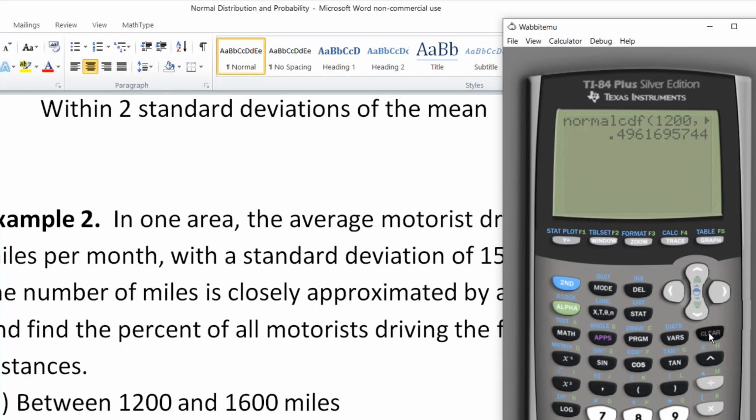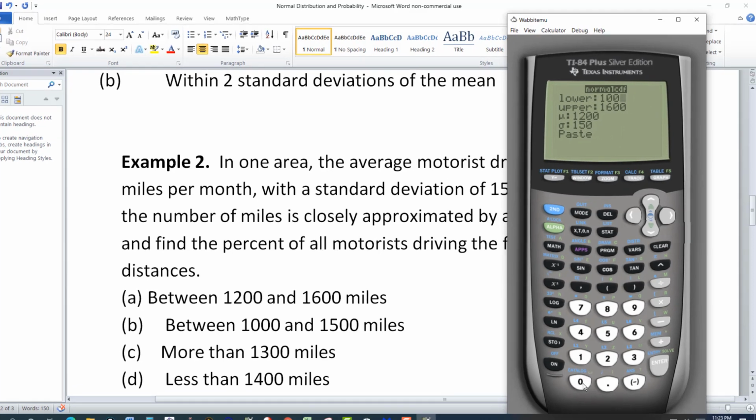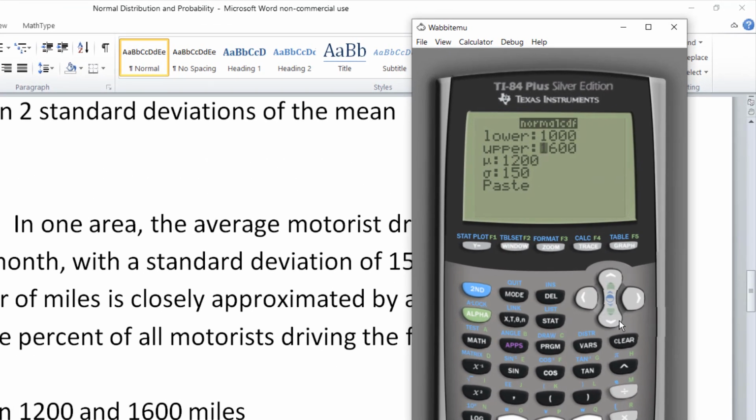Now let's clear this, and let's go again to this screen here. So I'm hitting the second key and then VARS, accessing the distribution menu. So I hit number 2 again. I want the CDF function. And so now for B, it's between 1000 and 1500. Instead of clearing that, I'm just going to type over it, 1000 rather, and 1500.